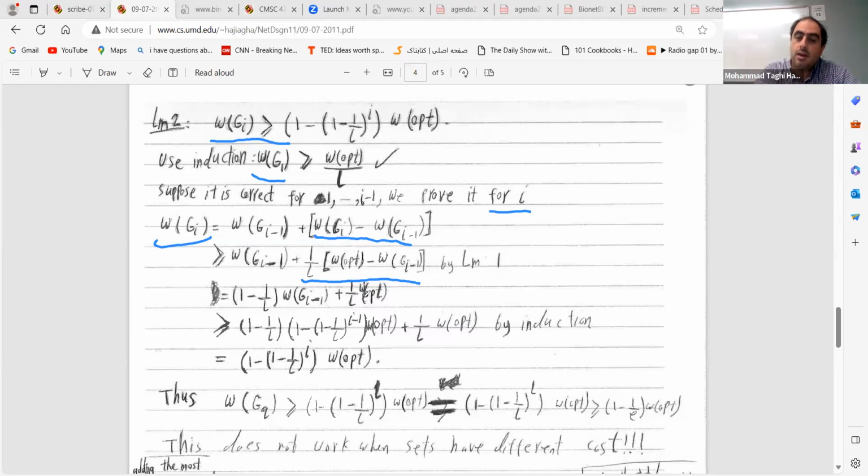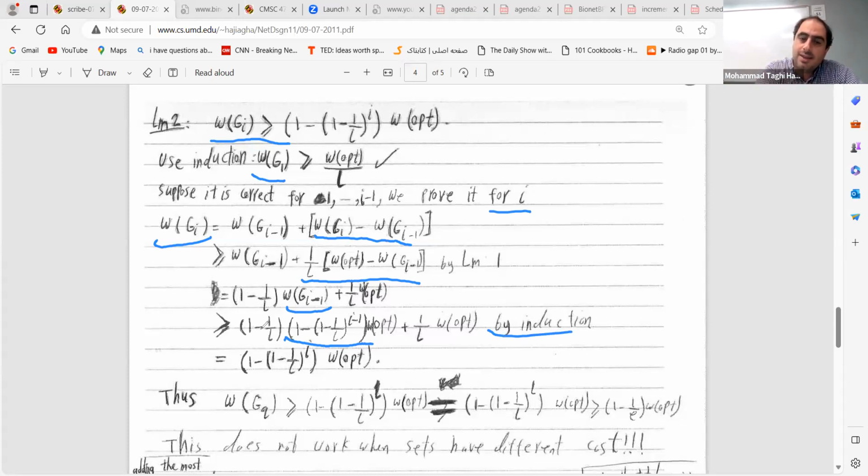And now I'm using the induction hypothesis. So instead of W of GI minus 1, I can just put this formula, so instead of I I will just have I minus 1. So I have 1 minus 1 over L times this times W of opt plus 1 over L W of opt. I'm just using induction, and everything should be mentioned. This is the equality, so it's just changing the order, simple algebra.